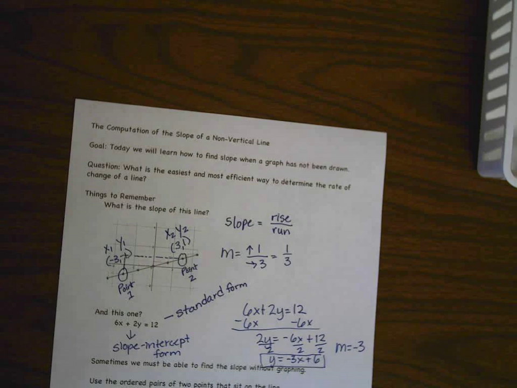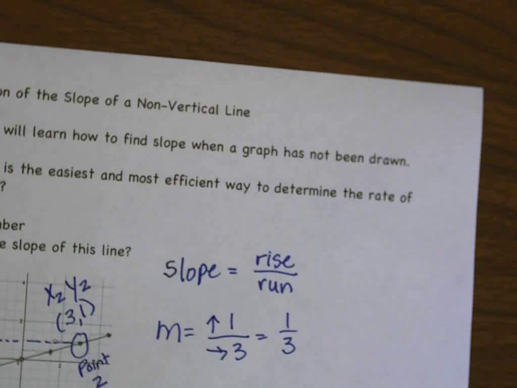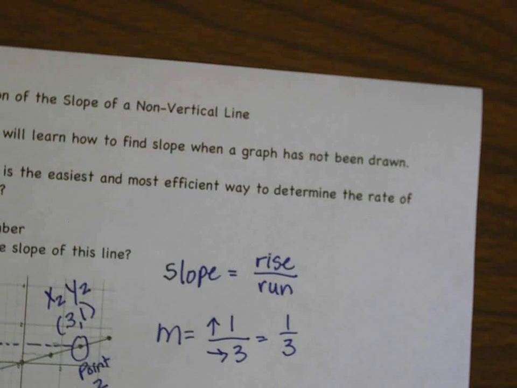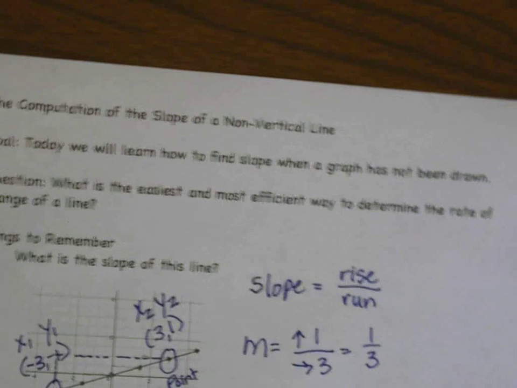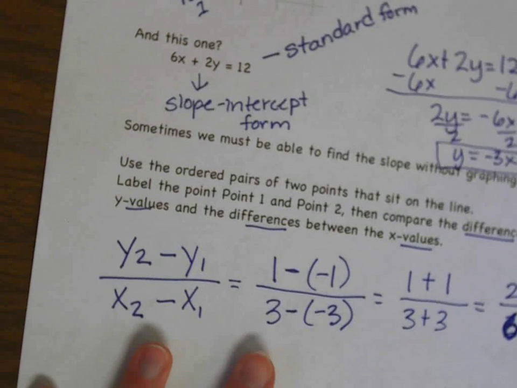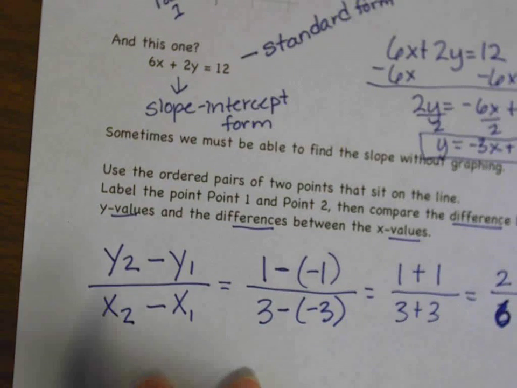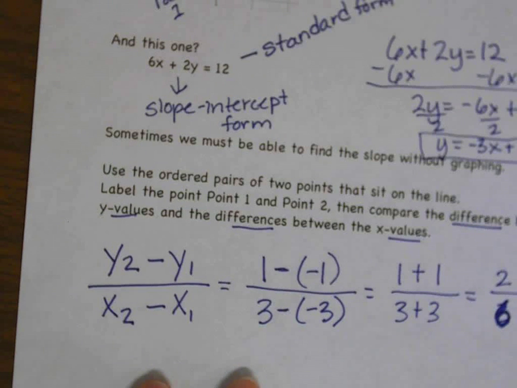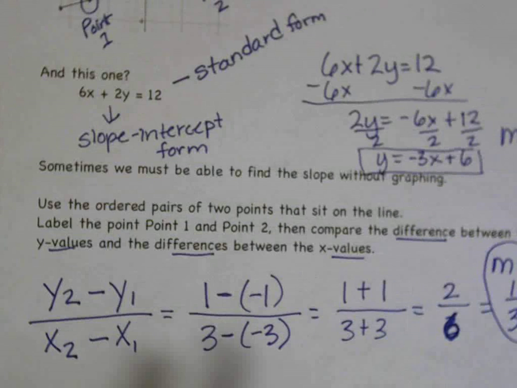Let's go back to our goal for today. Our goal for today is, today we will learn how to find slope when a graph has not been drawn, which we did. We've done several different ways, and I will bolster the last one when we get back in class. What is the easiest and most effective way to determine the rate of change of a line? For me, it is using slope-intercept form. If you want to just look at it, you can do that. Or if you want to use this formula, you can do y2 minus y1 divided by x2 minus x1. And we'll talk about that some more in class.